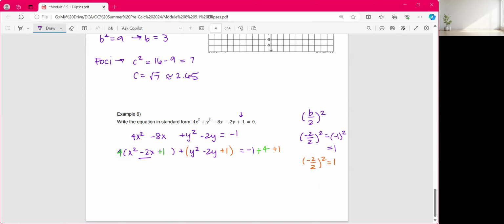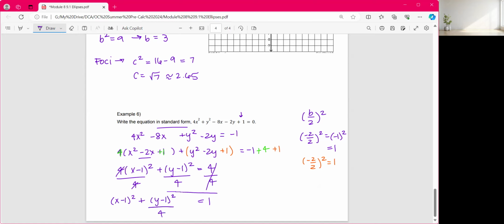And so now we can factor. So I'm going to have 4, and now if I factor this, I get x minus 1 squared plus y minus 1 squared equals -1 plus 4 plus 1, which is going to give me 4. And then my very last step, in order to write in standard form, is I know the equation has to equal 1. So I'm going to divide everything by 4 to make it equal 1. These 4's cancel out, so I'm left with x minus 1 squared plus y minus 1 squared divided by 4 equals 1. And that's the standard form of that equation.